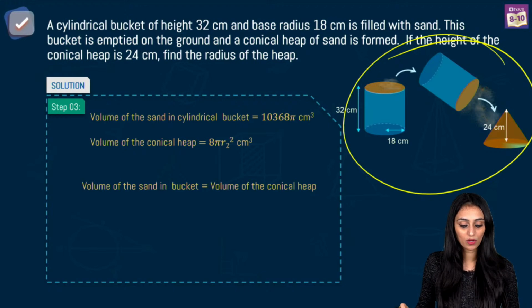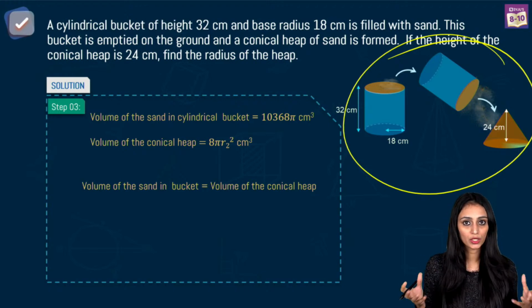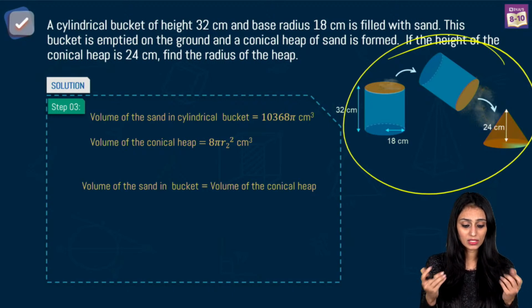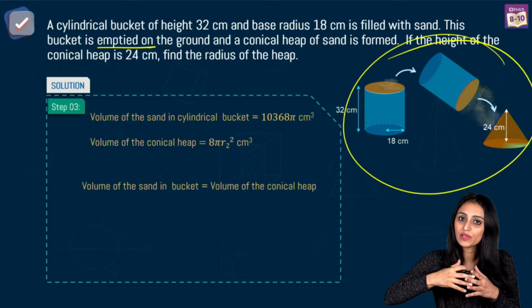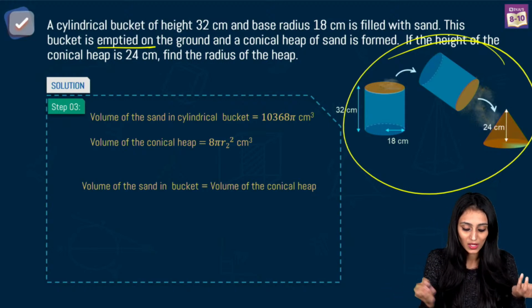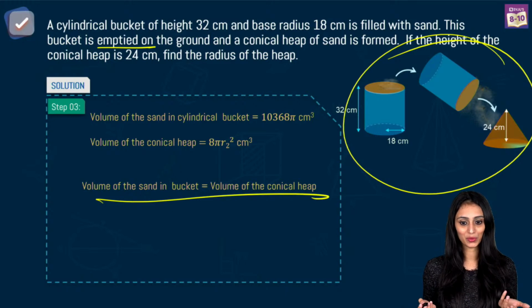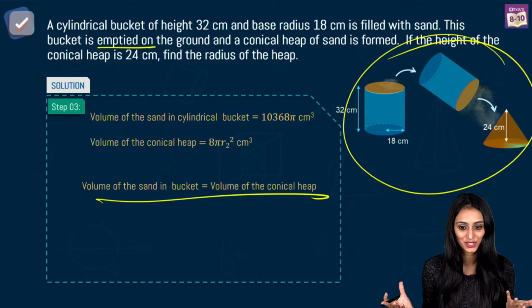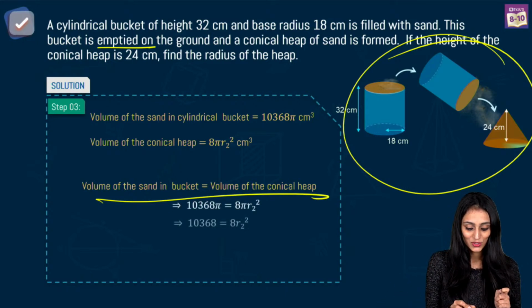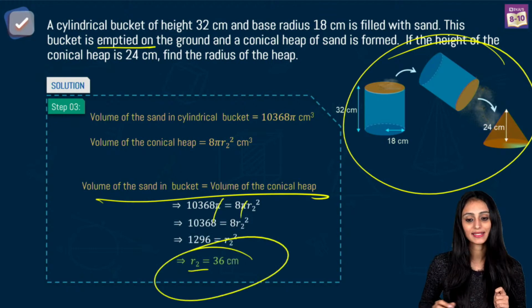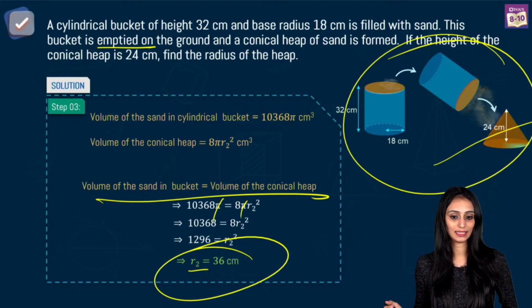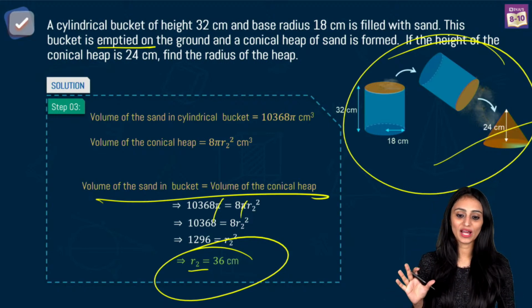Whenever you come across such words, where something is broken into, recasted, or melted, or it is emptied, the entire bucket is emptied, obviously in that case the volume will remain the same. This is the actual main concept that we are using here. Rest is only formulas and calculation, right? So just equate them, cancel out pi, and you get r2 equal to 36 centimeter. That's the radius for this conical heap. So I hope no one would have doubt till here.